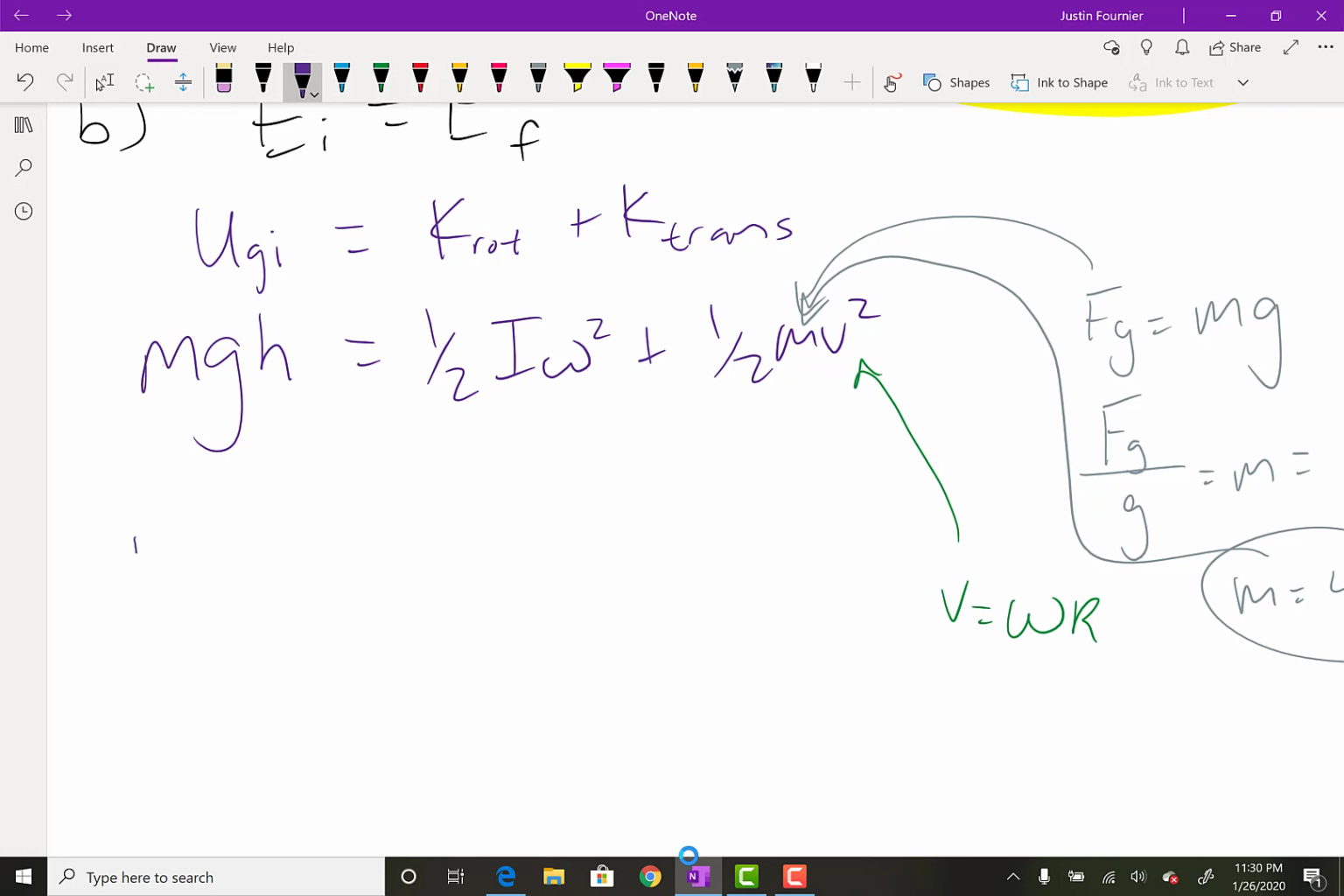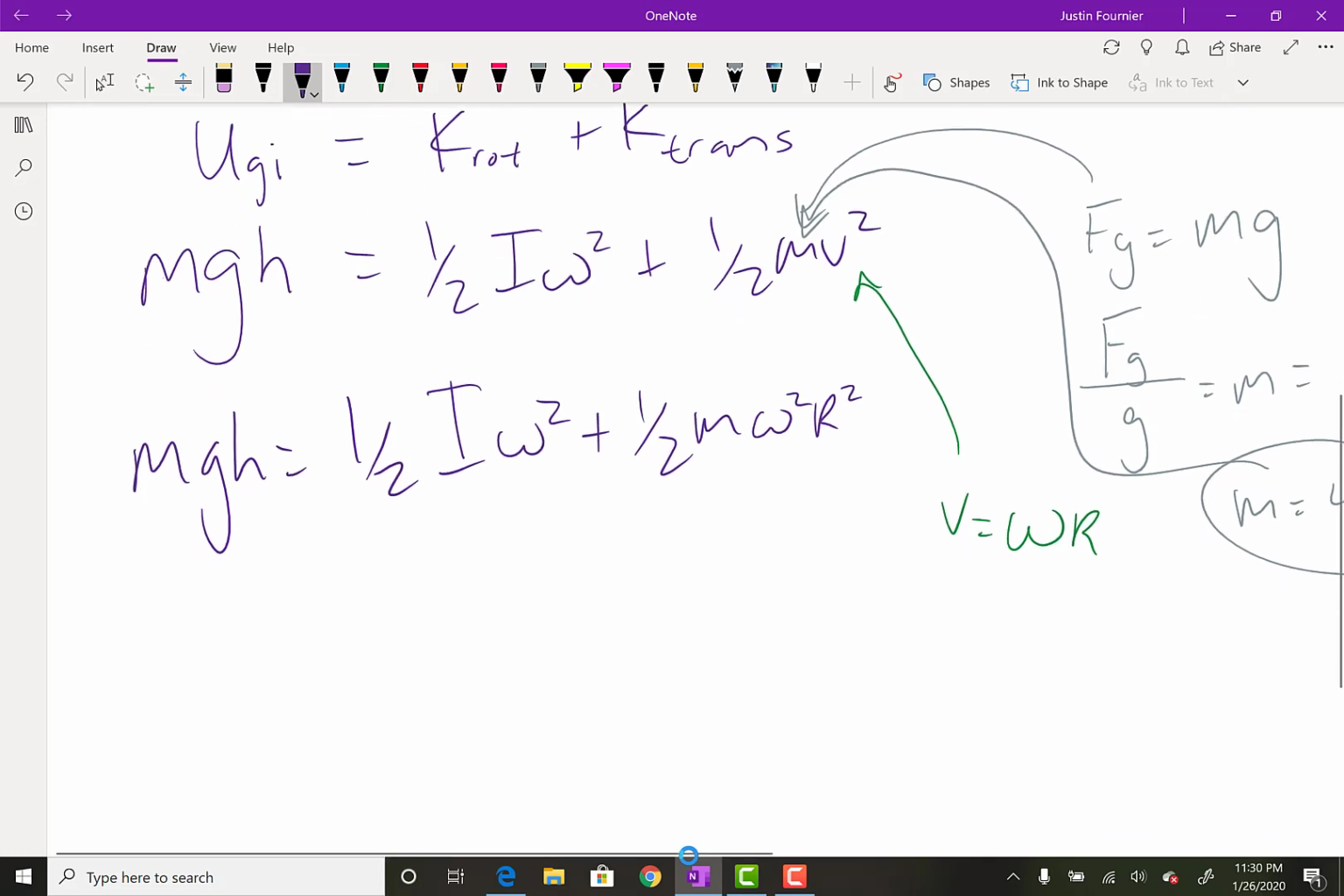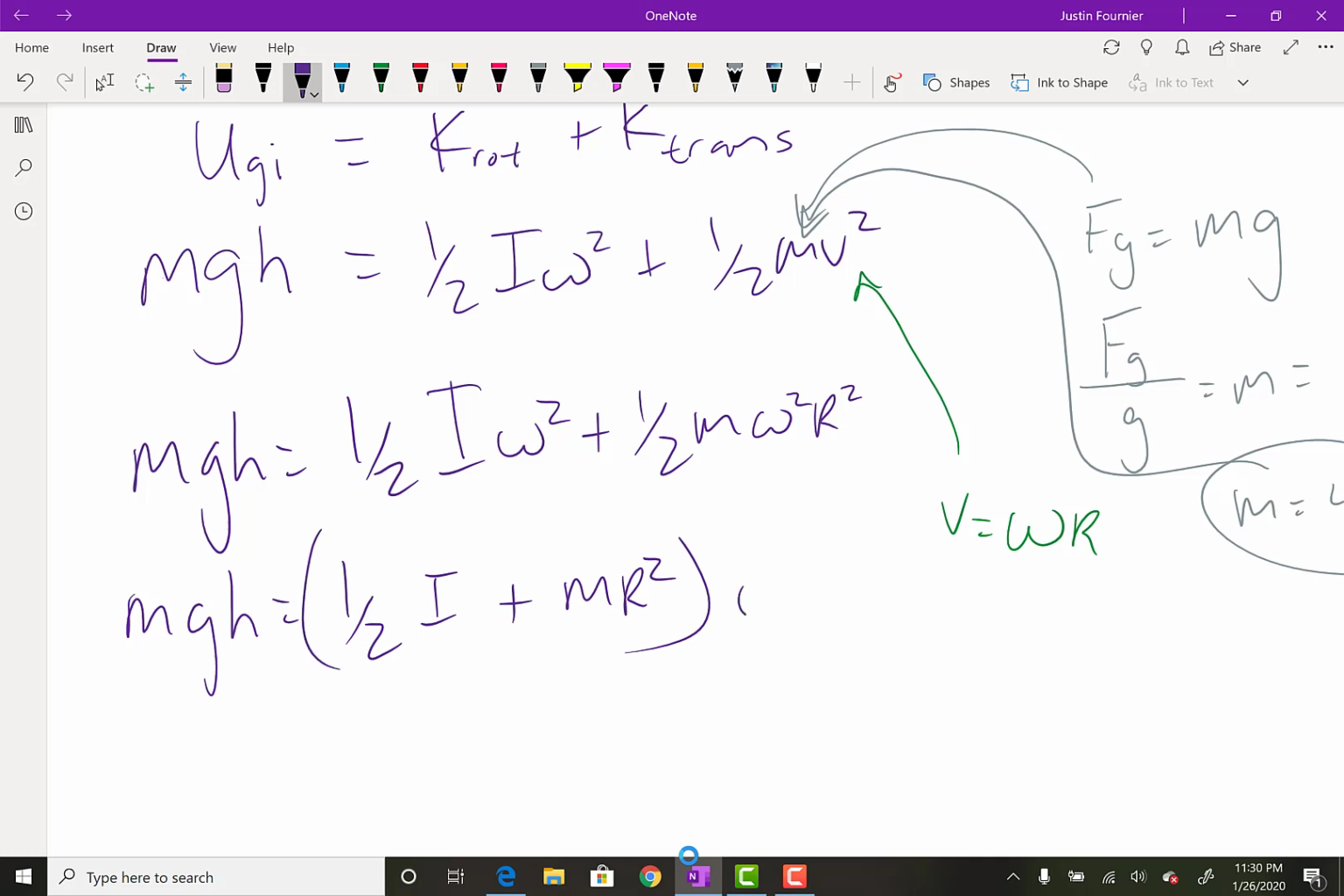So let's keep going here. It's mgh equals 1/2 I omega squared plus 1/2 m, and then v is going to be omega times r, squared. That's just omega squared times r squared, because the square distributes. The last thing I need to do is isolate these omegas. So I'm going to factor out the omegas and then divide by everything I have left over. So it's mgh equals 1/2 times I plus mr squared, all of that factored out with omega squared. Divide by all this.